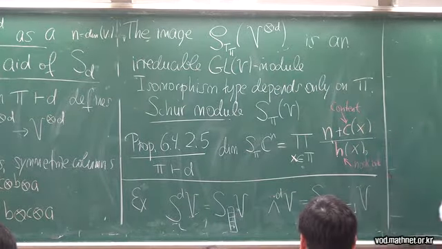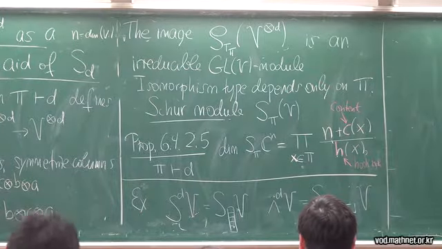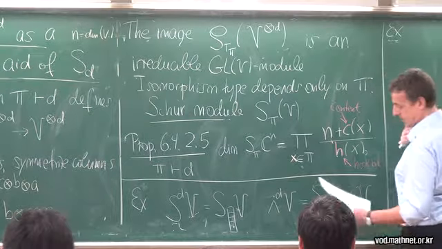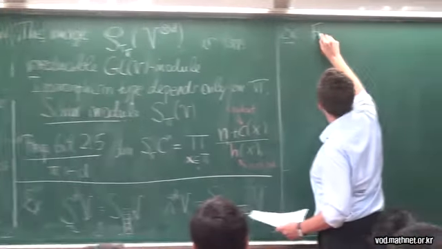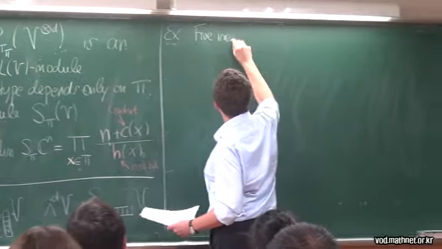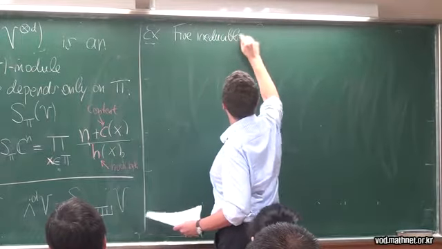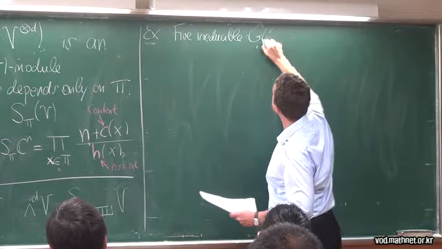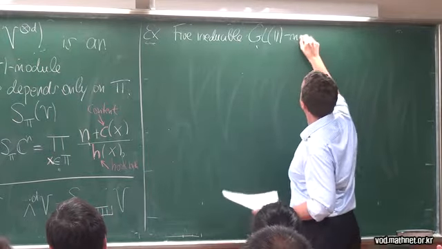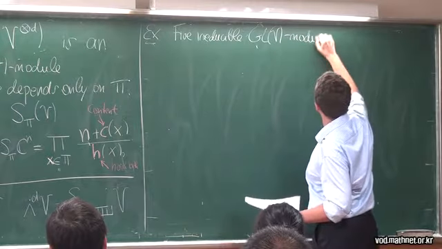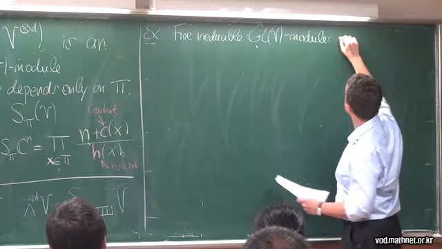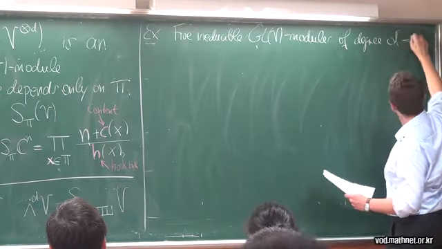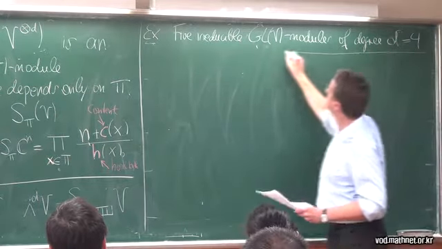Okay, so one of them is the exterior power, the other one is the symmetric power, and these are 2 of the 5 irreducible representations. So let's do the 5 irreducible representations, GLV modules, for fixed D, of degree D equals 4. Okay?